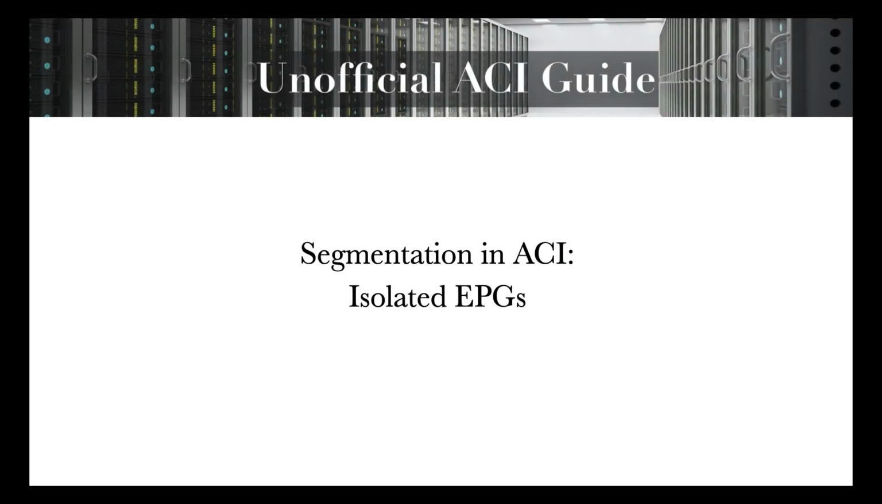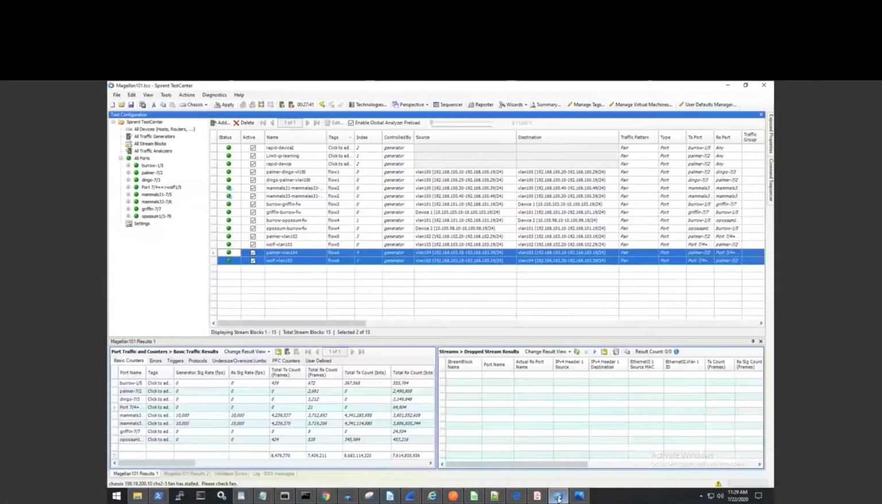Today we're going to look at segmentation and ACI, looking at isolated EPGs and how those work. Let's take a look. All right, folks, we're going to take a look real quick at something called isolated EPGs. For those of you who have been doing networking for a number of years, you're familiar with PVLANs. Isolated EPGs in ACI is very similar to this from a segmentation mechanism.